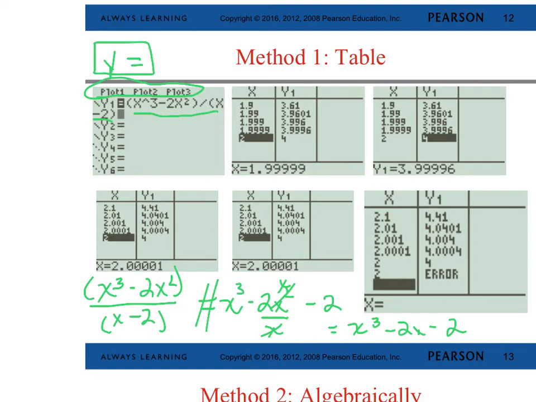Now, when we use the table method, and we did this in 1630, so this is a reminder, what you want to do is hit your second and window key, which is what takes you to table setup. And it's important on there that on the third line down, your independents say ask. The other one can say auto.